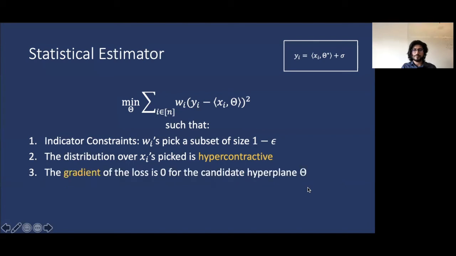Okay, the gradient condition is again simply a linear function, which says, if you look at any direction v, then the gradient of the loss, which is given by this function here, which is the average of the error that we incur on each sample, is 0.